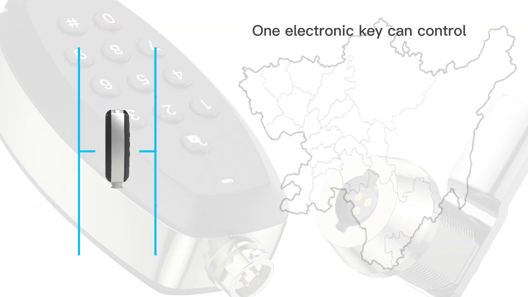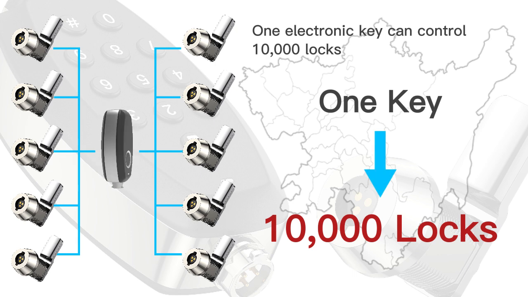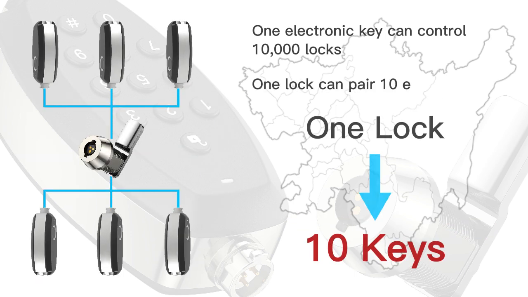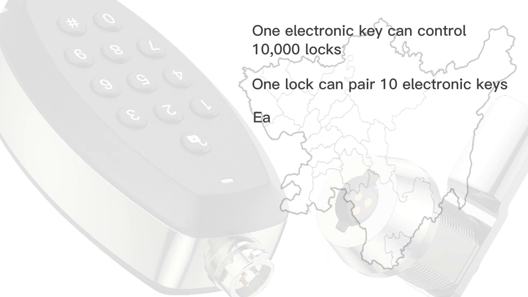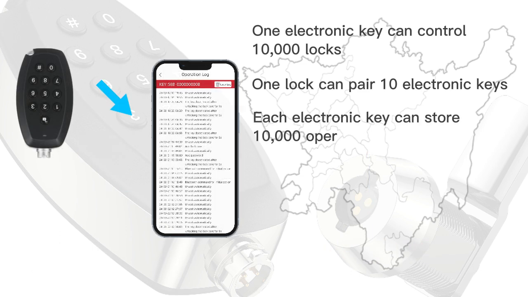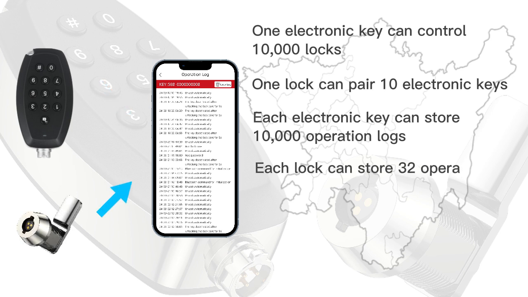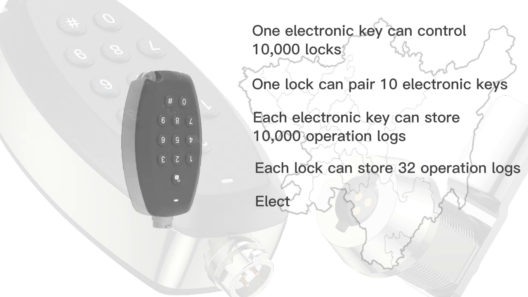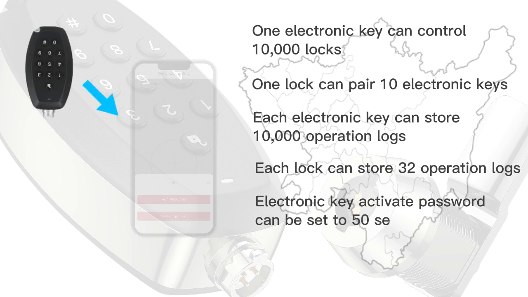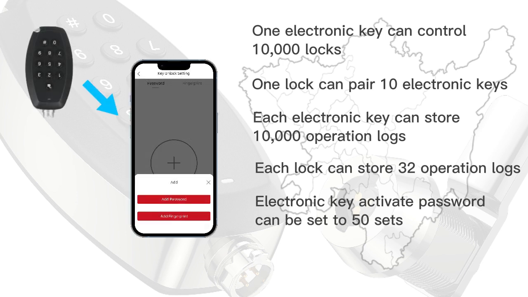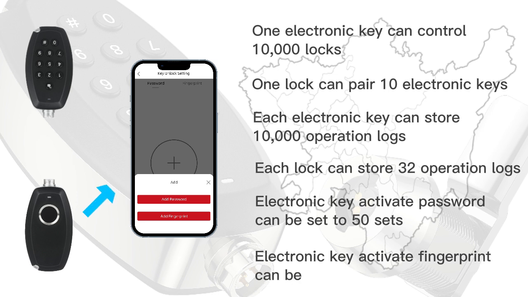One electronic key can control 10,000 locks. One lock can pair 10 electronic keys. Each electronic key can store 10,000 operation logs. Each lock can store 32 operation logs. Electronic key activation passwords can be set to 50 sets. Electronic key activation fingerprints can be set to 50 sets.